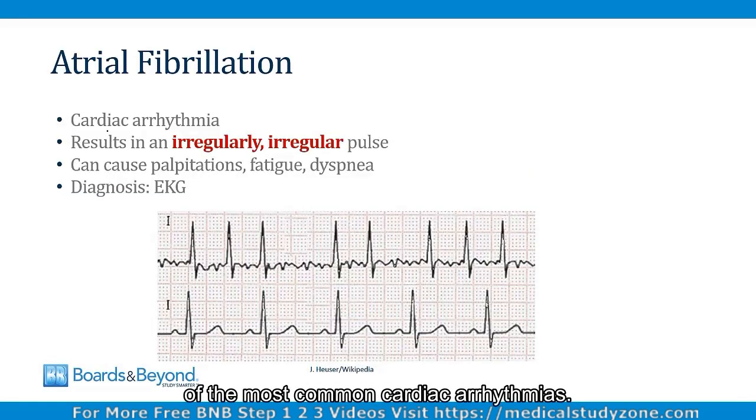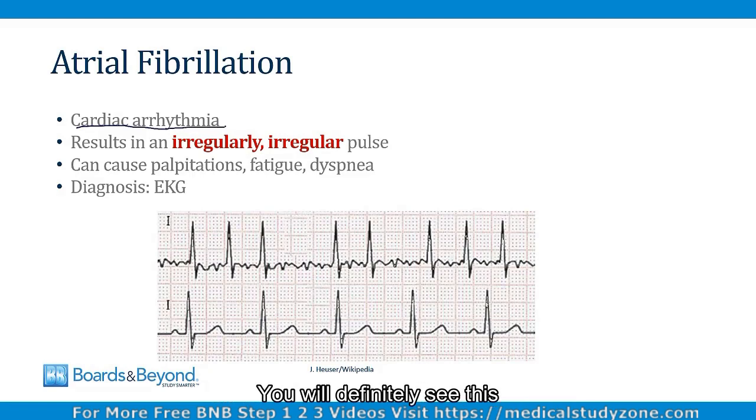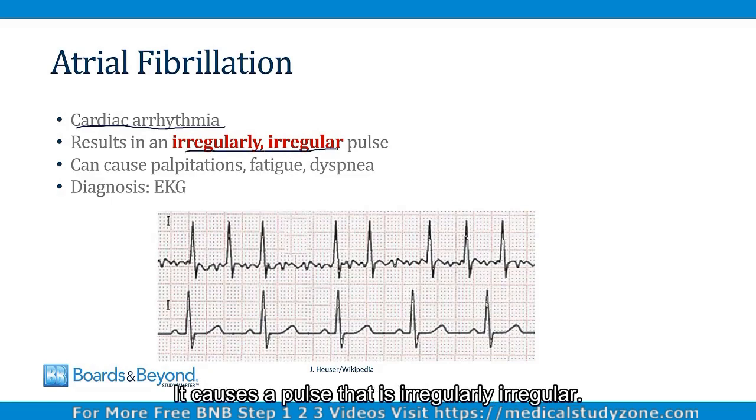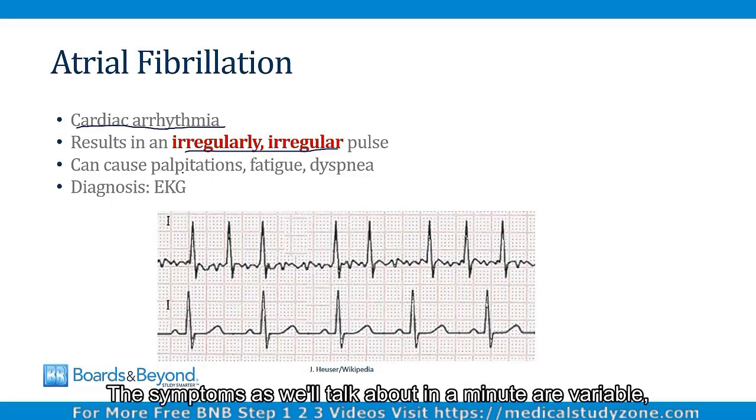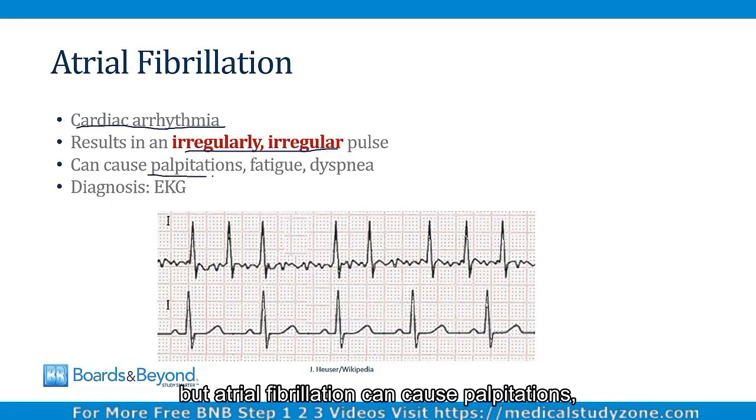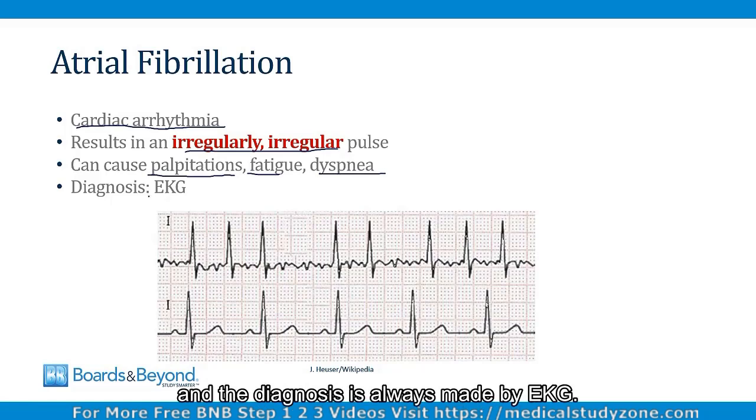Atrial fibrillation is one of the most common cardiac arrhythmias. You will definitely see this on your clinical rotations frequently. It causes a pulse that is irregularly irregular. This is the classic description of the pulse in atrial fibrillation, and you should recognize it for your board exams. The symptoms, as we'll talk about in a minute, are variable, but atrial fibrillation can cause palpitations, fatigue, and sometimes dyspnea. And the diagnosis is always made by EKG.